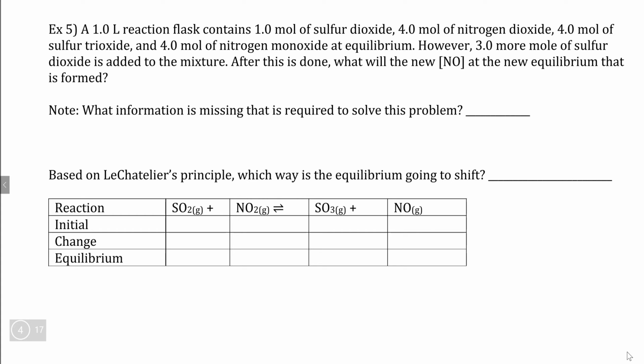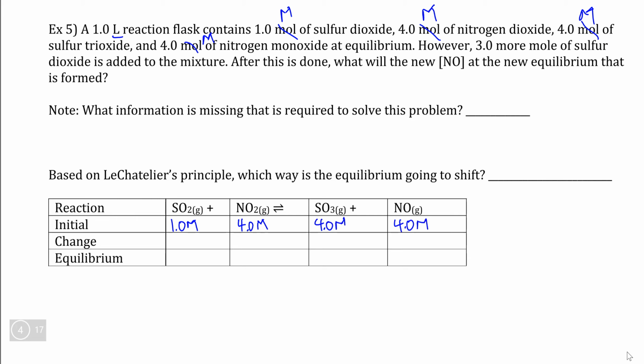In this situation, if we look at the initial quantities that were given, again, we see all of them are in moles, but fortunately our volume is 1 liter, which means if we divide all of these numbers by 1, the numbers don't change, so we can just go ahead and convert all of these moles into moles per liter. Next, we're going to put all of this information into the initial row of our RICE table, because these are the initial concentrations that were given. So 1 mole per liter of sulfur dioxide, and then 4 moles per liter of everything else.